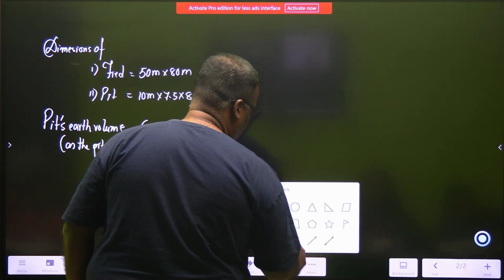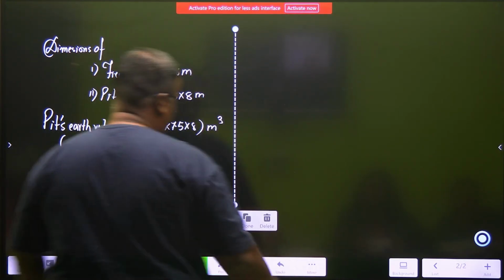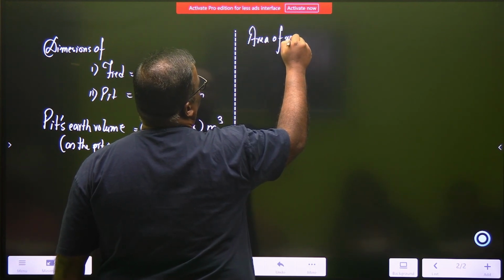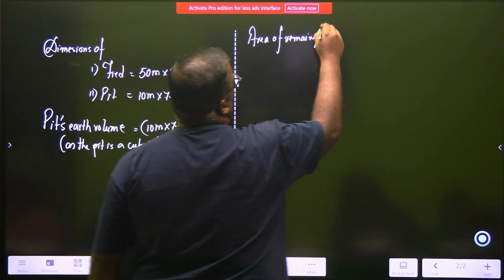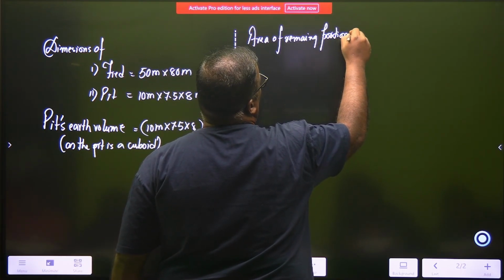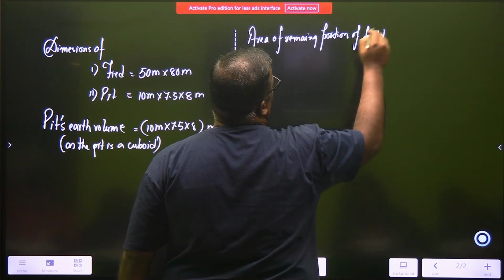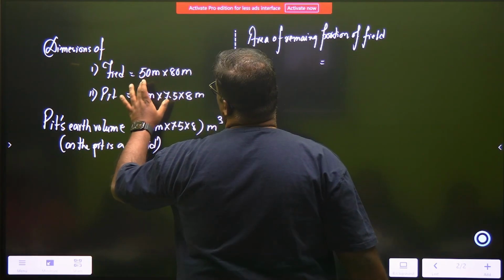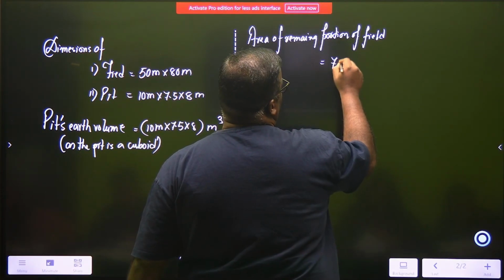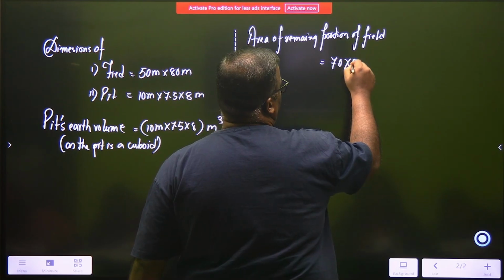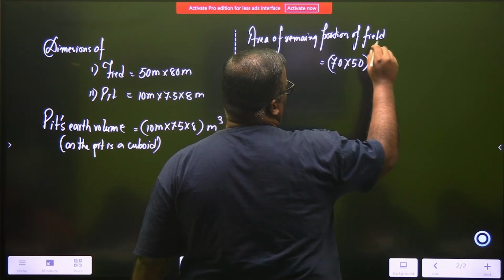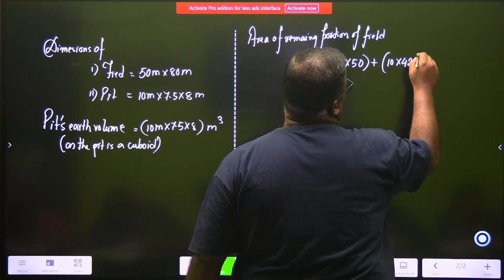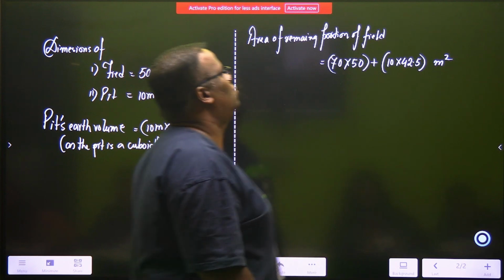Then what do we write? Then we write area of remaining portion of field. That would be equal to how much? So you have taken out 10 meters from this side. This was 50 into 80, so it becomes 70 into 50 plus we have 10 into 42.5, so many meters square. This is the total area of the field.